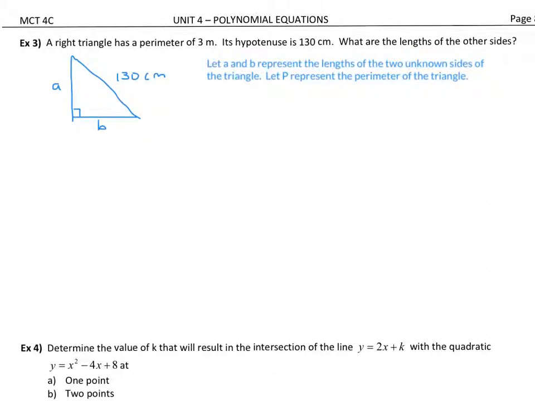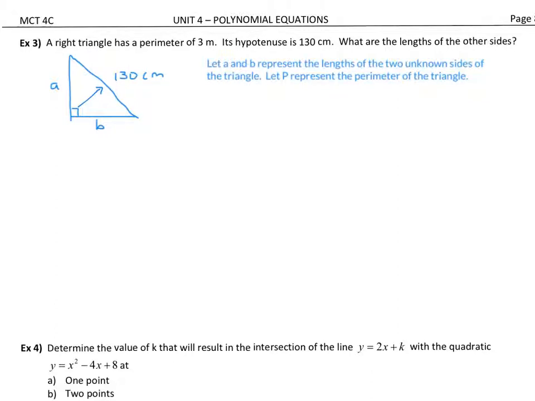Okay, here we are working with the third example of our applications of systems of equations. We have a right triangle, which means it has a right angle, and it has a perimeter of 3 meters. Its hypotenuse is 130 centimeters. The hypotenuse is always the side across from our 90-degree angle. So I've labeled my hypotenuse as 130 centimeters. What are the lengths of the other sides?